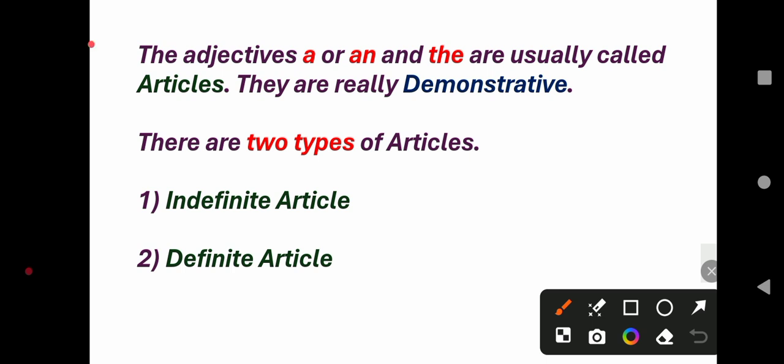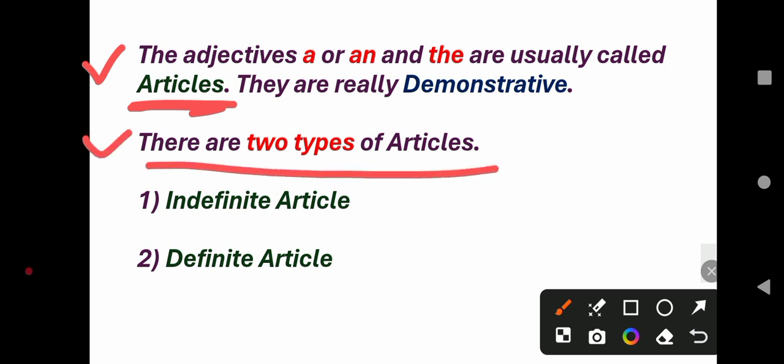So first of all, we discuss what an article is. The adjectives a, an and the are usually called articles. They are also called demonstrative adjectives. Articles are basically words that are placed before nouns. They tell us whether we are talking about something specific or general. So there are two types of articles. The first one is the indefinite article and the second one is the definite article.